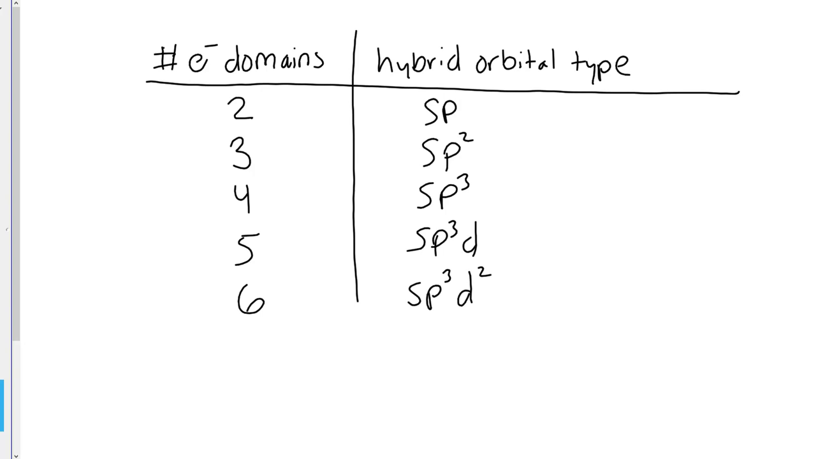By the way, this is all on page 391 in a handy little table that even has the pictures on it if you need it. And that will probably answer half of your questions about hybrid orbitals that simply ask what kind of hybrid orbitals you have. If you can determine how many electron domains, which is the first step in VSEPR anyway, then you can determine what the hybrid orbital type is.